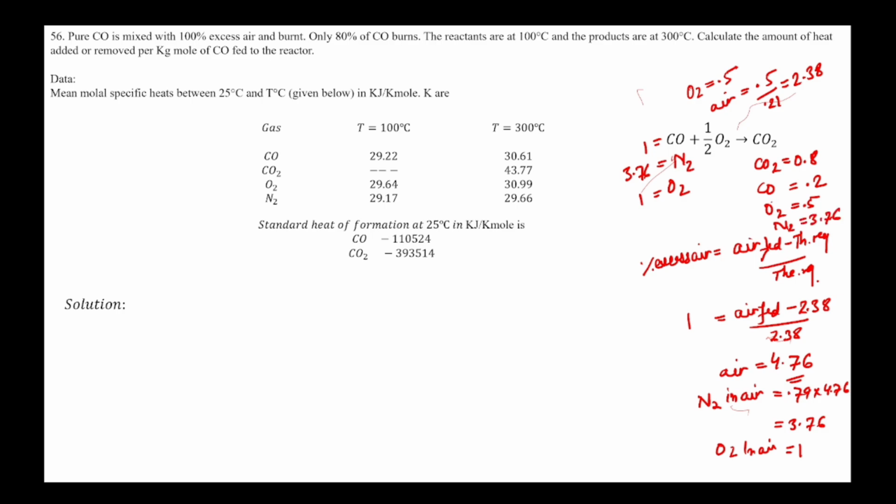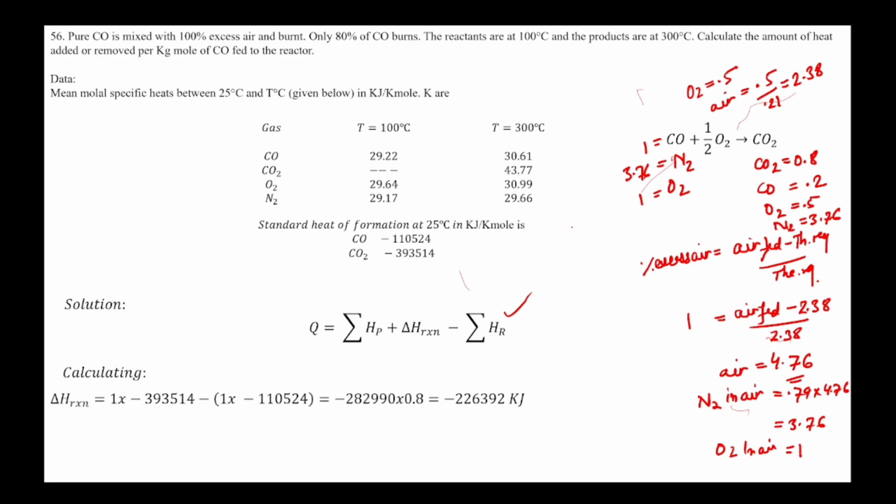So now we have all the moles, we'll apply the energy balance. This is the equation where stoichiometry and energy balance combine. First we calculate delta H of reaction, because delta H of the reaction is not directly given. It is given as standard heats of formation. The standard heat of reaction is moles into heat of formation of products minus that of reactants.